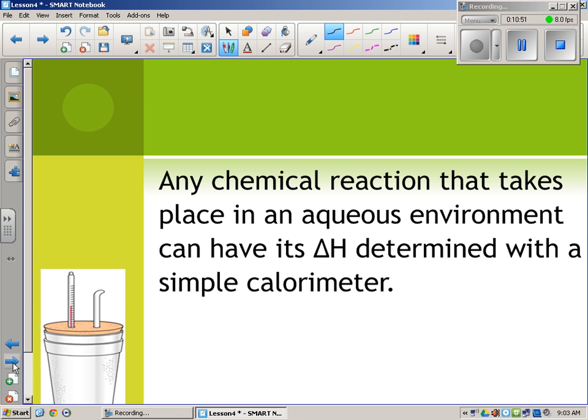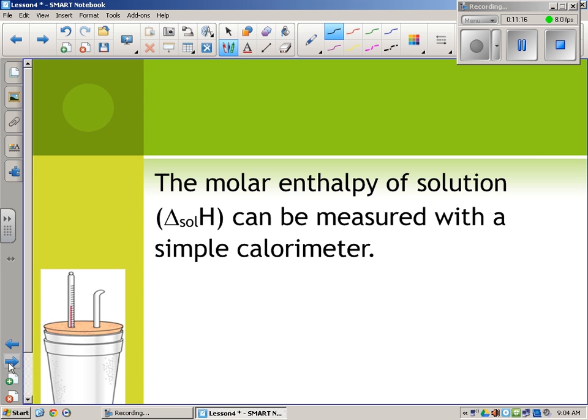Any chemical reaction that takes place in an aqueous environment can have its delta H determined with a simple calorimeter. I think you guys got a few notes to write down on this part here. The examples we're going to give you here today are going to be identical to what you see for your questions today. So if you get stuck on the questions today, you need to look back at the examples and see which one matches up, which one's asking me the same thing. We're going to give you another 3 examples here.